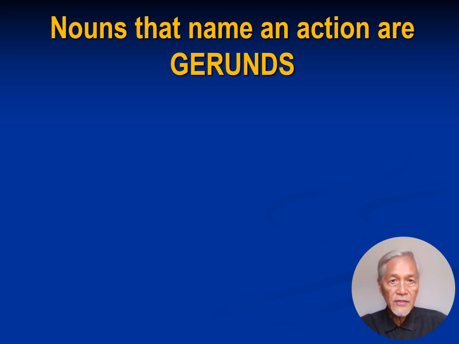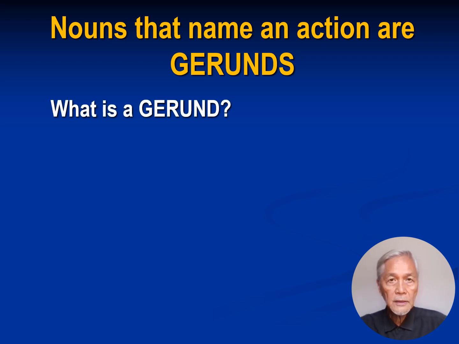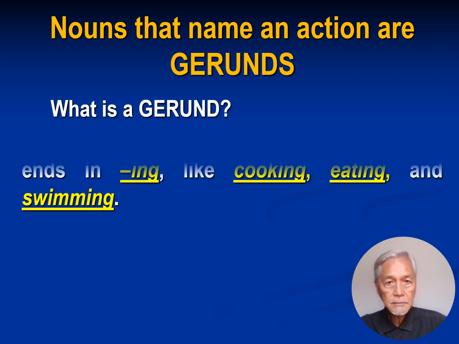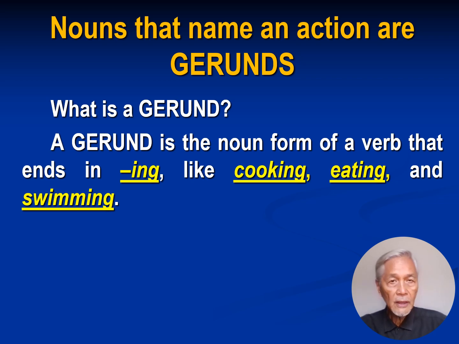Nouns that name an action are gerunds. What is a gerund? A gerund is the noun form of a verb that ends in ing, like cooking, eating, and swimming.